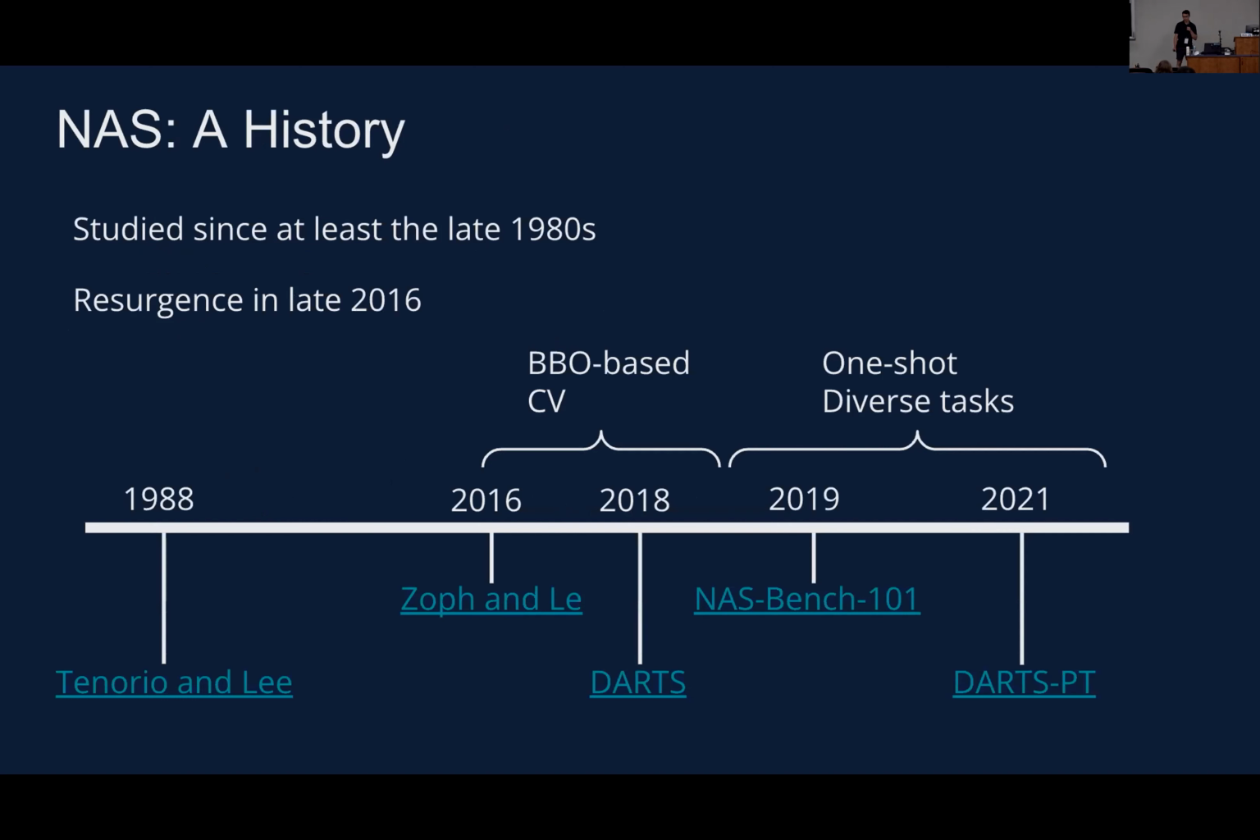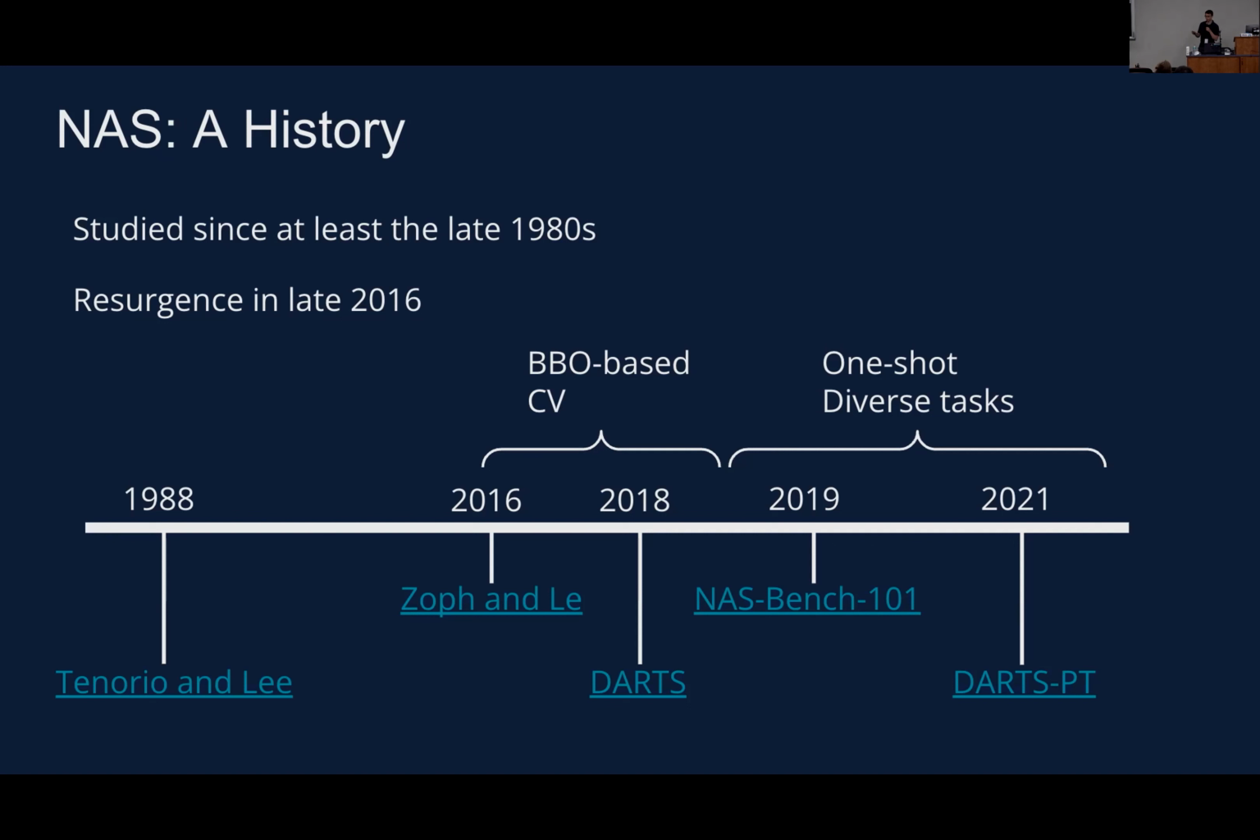Okay, so now I wanted to give a brief history. So this has been studied at the very least since the late 1980s, but it saw a huge resurgence in 2016 after deep learning itself saw a resurgence. So Zoph and Le really had a paper that started a lot more research in neural architecture search.